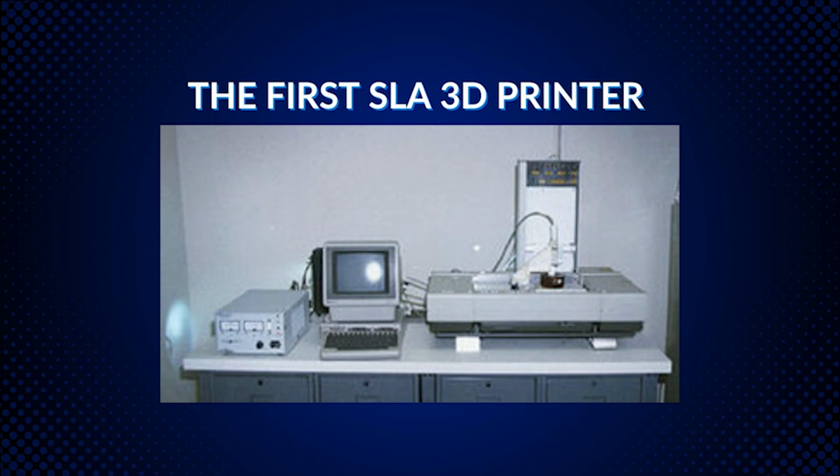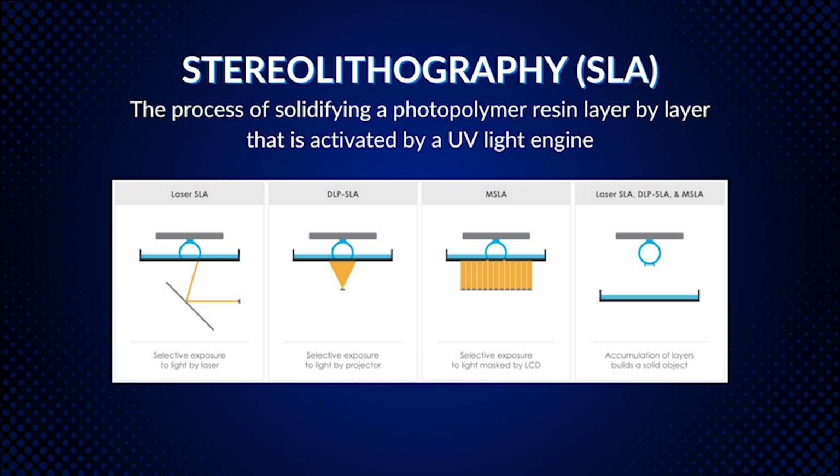So the first SLA 3D printer out there that we see on the screen right now was developed by Chuck Hull, the founder of 3D Systems. He came up with this printer in 1986. So this is where it all started. SLA 3D printing, or stereolithography apparatus, encompasses multiple different types of 3D printers: SLA, DLP, and LCD. What we're doing with that is using some type of light source to cure a UV curable photopolymer.